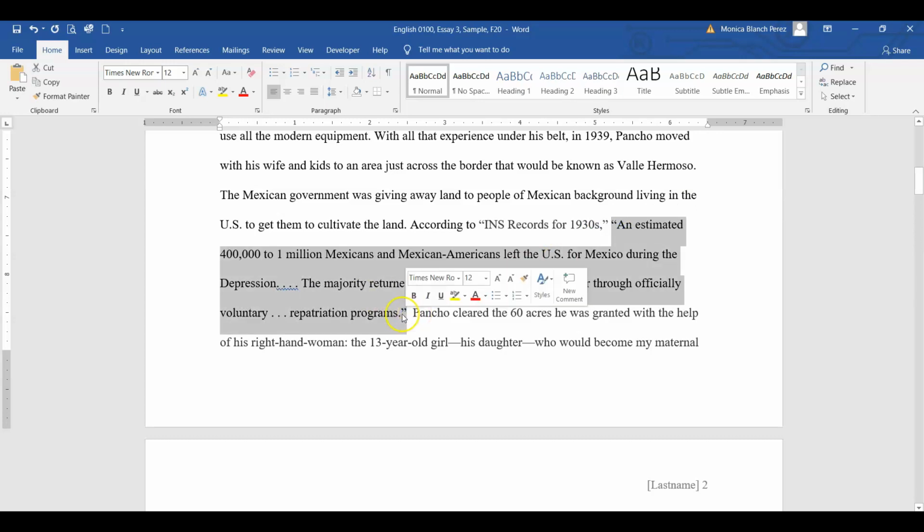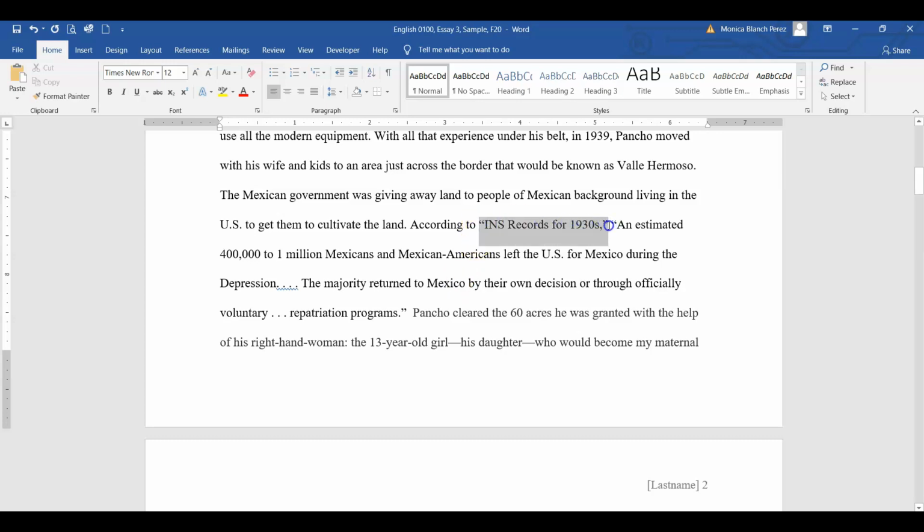And then there's nothing over here. There's no parentheses. There's nothing. So this is the way I'm presenting the citation now. So basically I'm saying according to where I got it from, and then the quote afterwards. Okay? Does that make sense? All right. So that is another way of doing it right. Mentioning either the author or the abbreviated title up front.